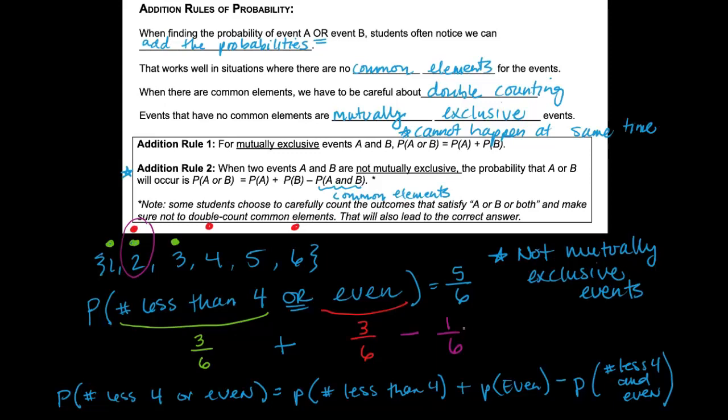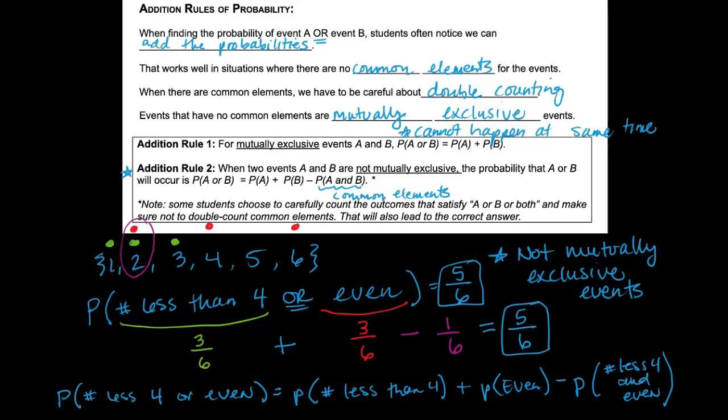And what that does is it makes sure that I'm not double counting, because over here, when I added the 3 and the 3, I ended up counting that 2 twice. So what this formula does is it has us subtract that out so that we don't double count. So then if I add and subtract the numerators, I've got 3 plus 3 is 6, minus 1 is 5, so my answer is 5/6. And that's the same answer I got in the beginning, just by counting.